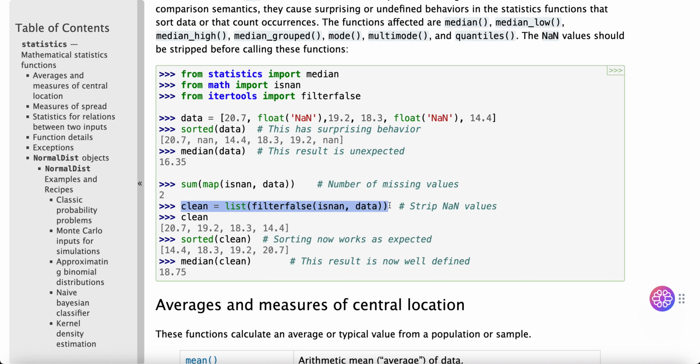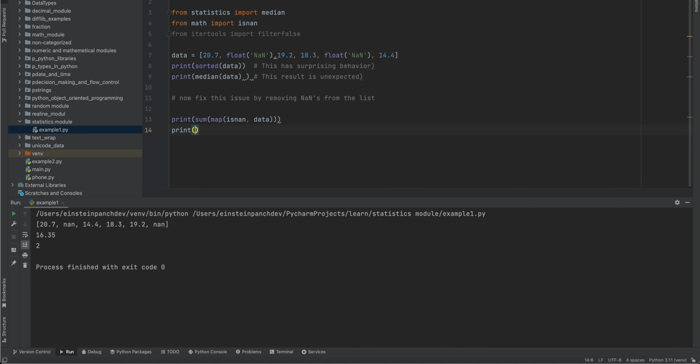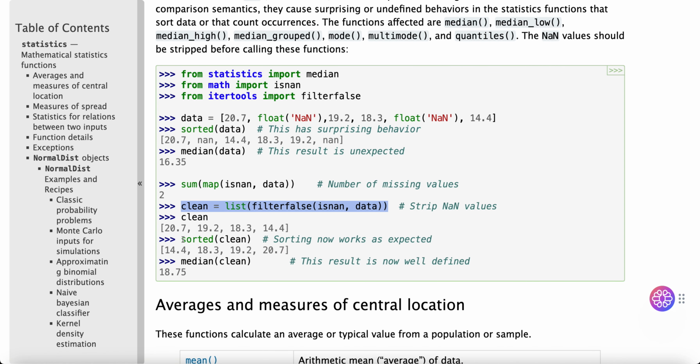Now clean. Print clean the data. So list of filterfalse isnan data. Filterfalse filters any value for which isnan is false. So print clean. Now it will remove NaNs, and then sorted clean.